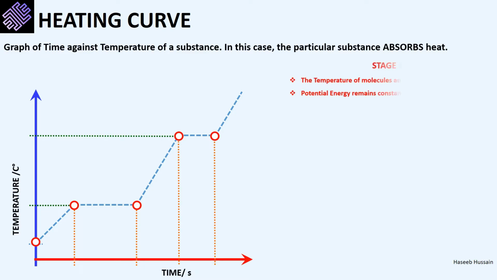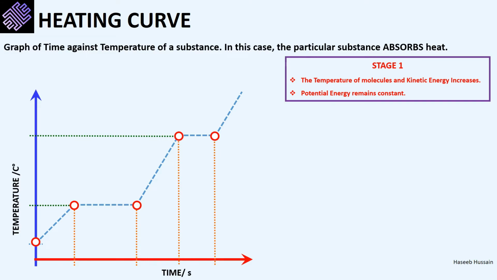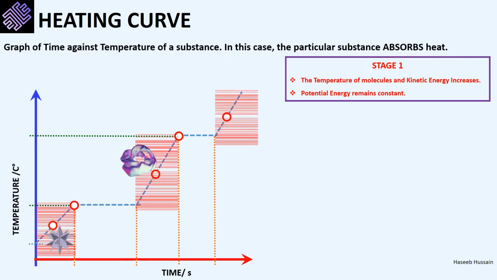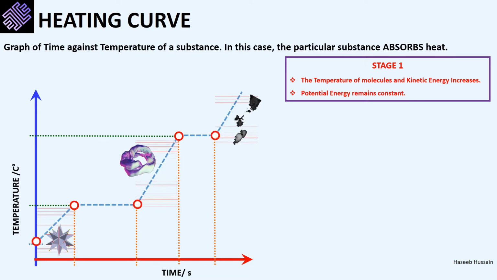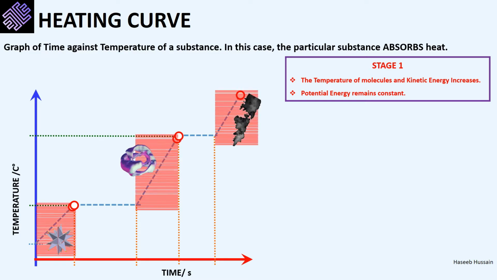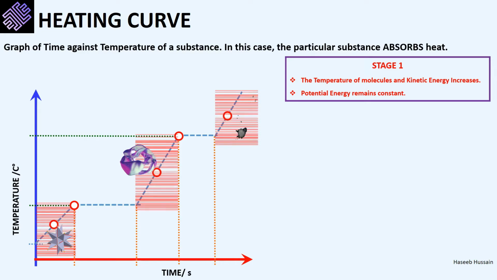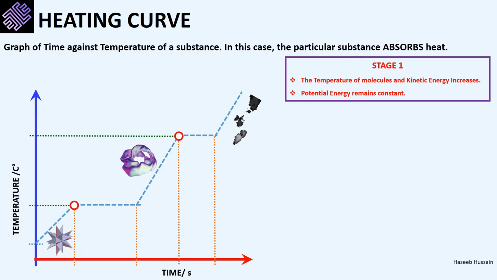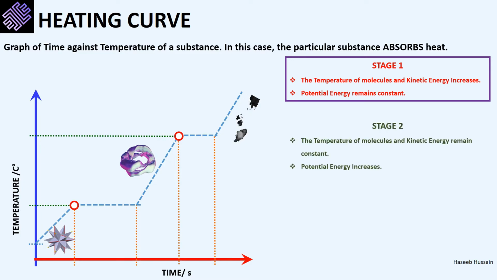Stage 1, in which the state of matter is simply heated. As the substance is heated, its temperature also rises, meaning kinetic energy is rising and particles are moving more vigorously. But there is no change of state of matter. The potential energy remains constant. In stage 1, we still have the original state present. So if it was a solid before heating, it's still a solid after heating. If it was a liquid before heating, it's still a liquid after heating, though the temperature of that substance has increased.